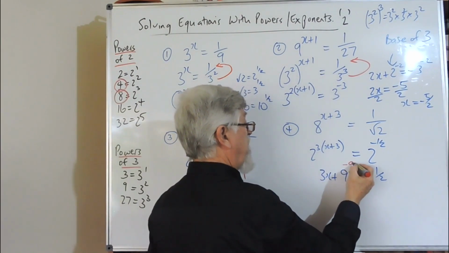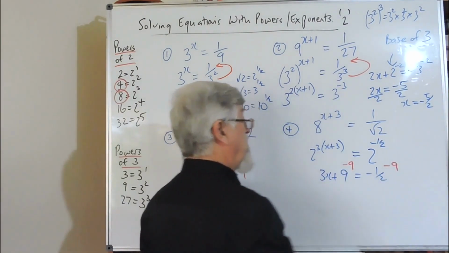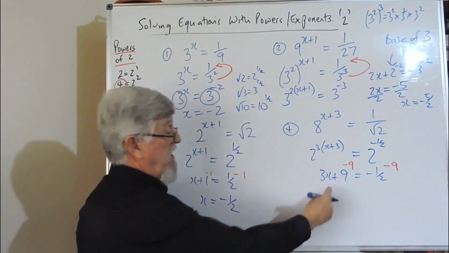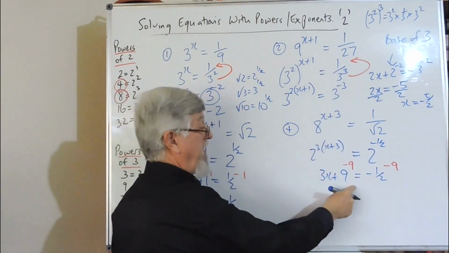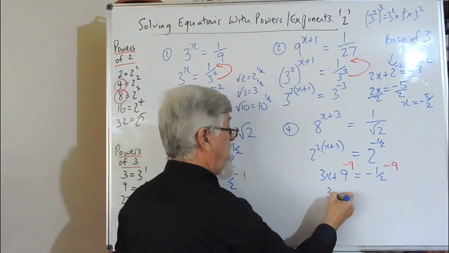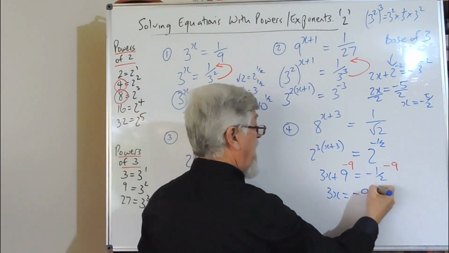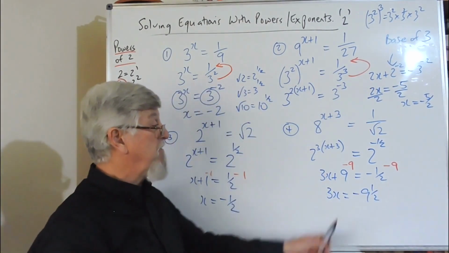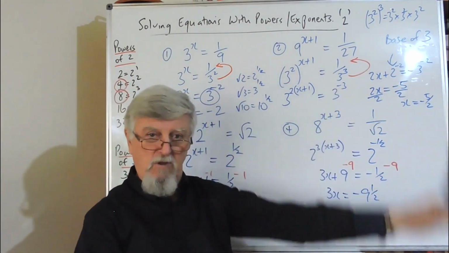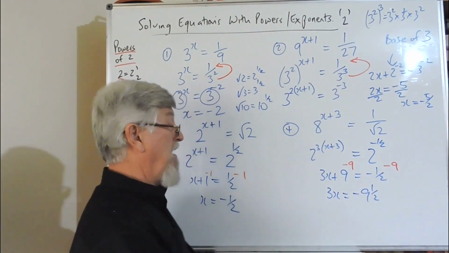So if I minus 9 from this side, I minus 9 from that side, because my goal is to get the x by itself. I need to get rid of the 9 and get rid of the 3. So 3x equals minus 9.5. So you're counting backwards: we took away a half, we took away another 9, so altogether we've taken away 9.5.